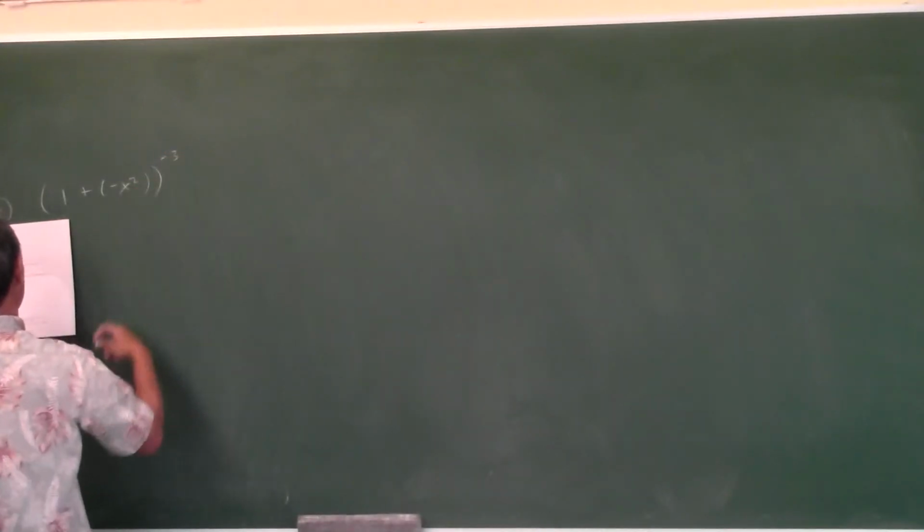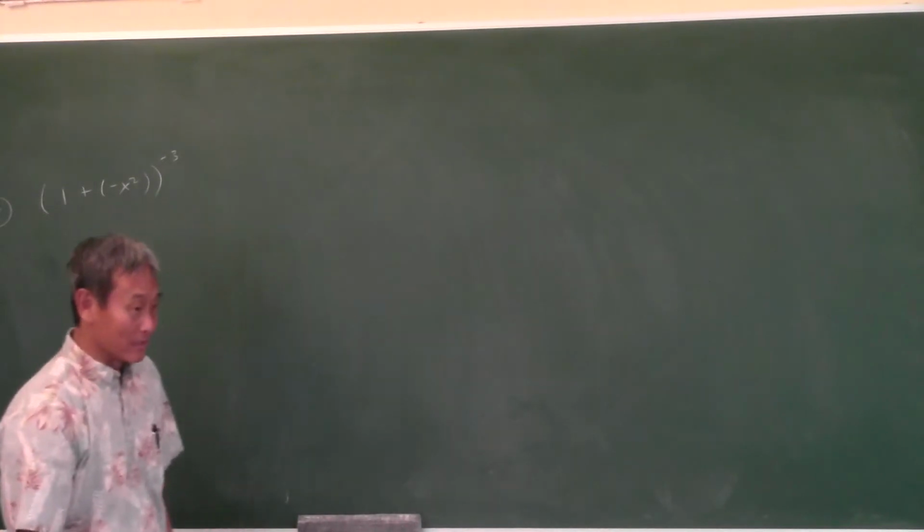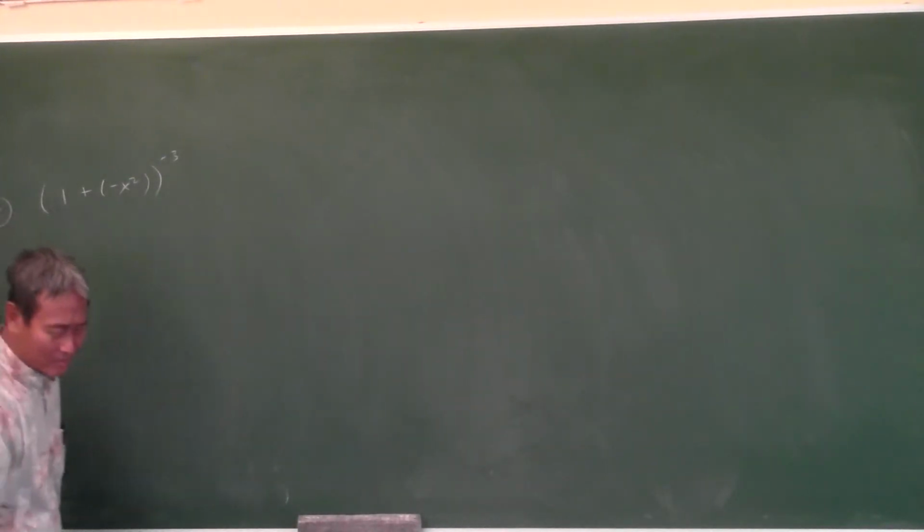Okay, so 1 plus negative x squared. See how I write b as negative x squared. It says show the first 5 terms and then find the 100th term. That means there's going to be a pattern.